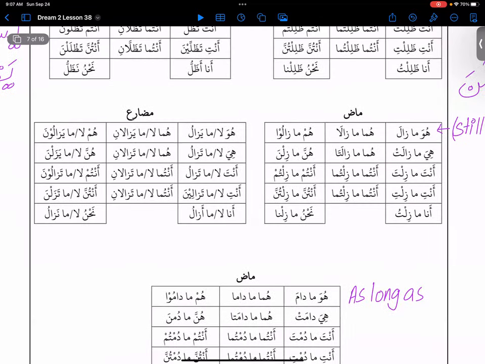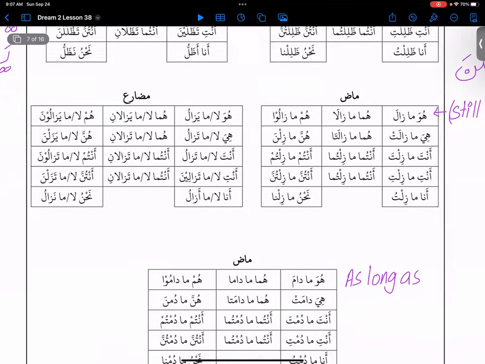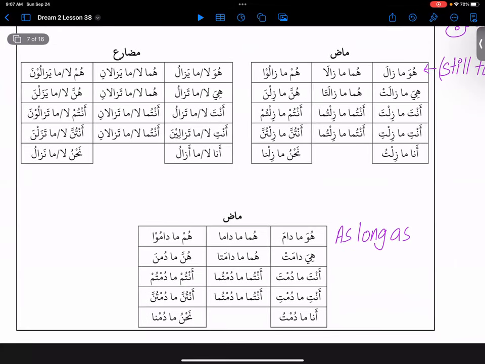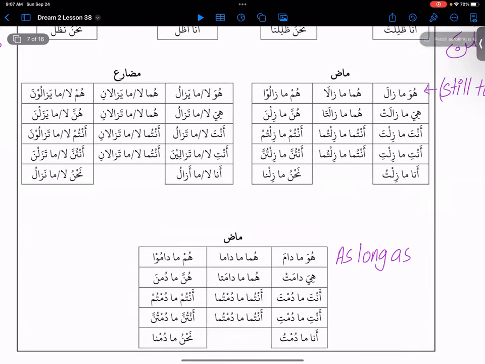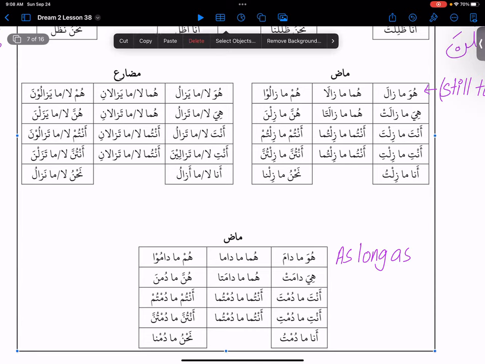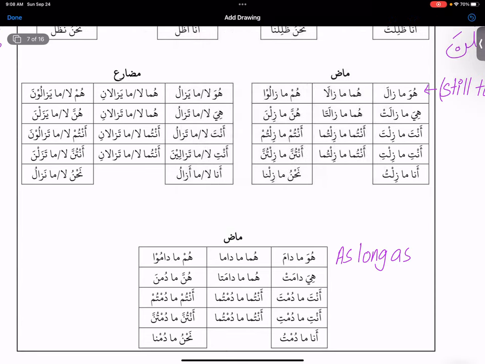Okay, then we have dama, and it has only the madi version. Okay. And again, hunna is dumna. Even though we are saying there is no madi mudaria for that, it's still taking dhamma. Okay, so this is dumna.